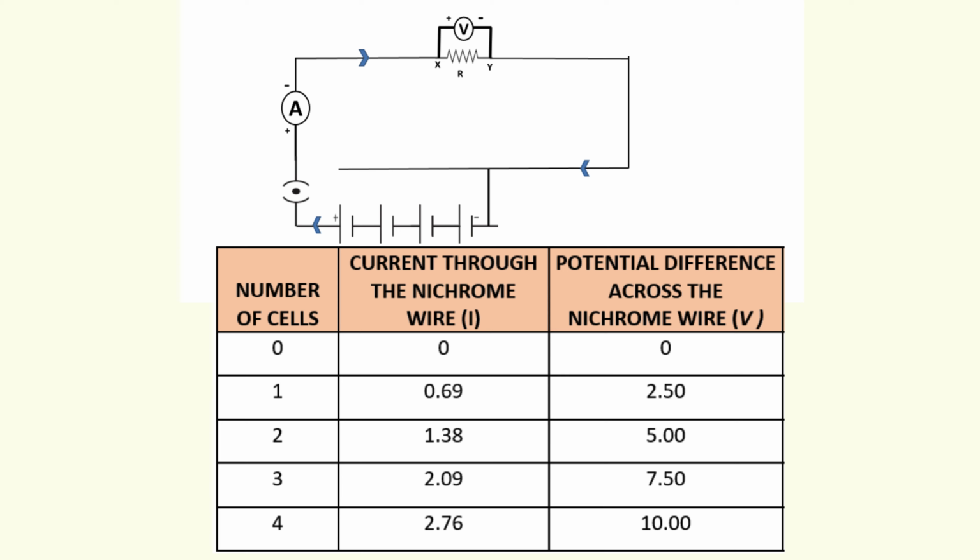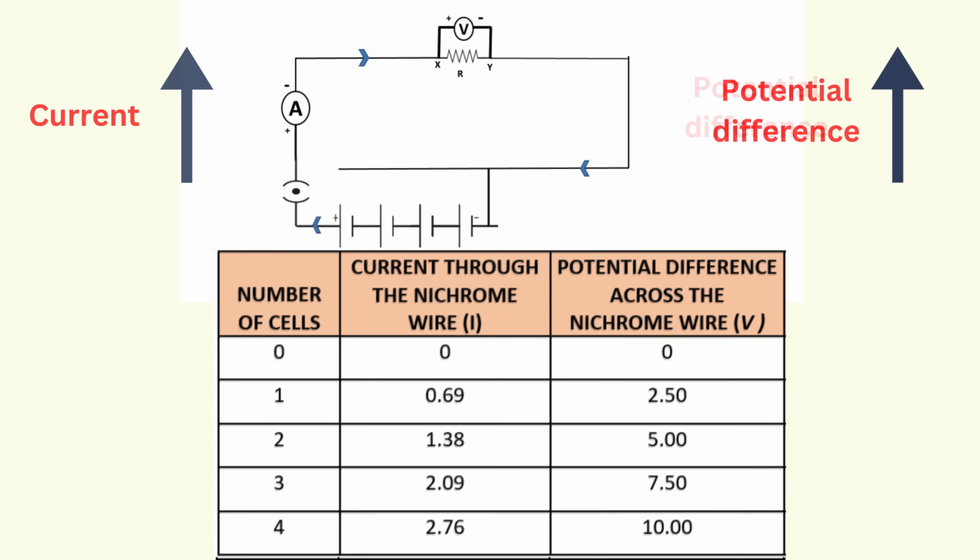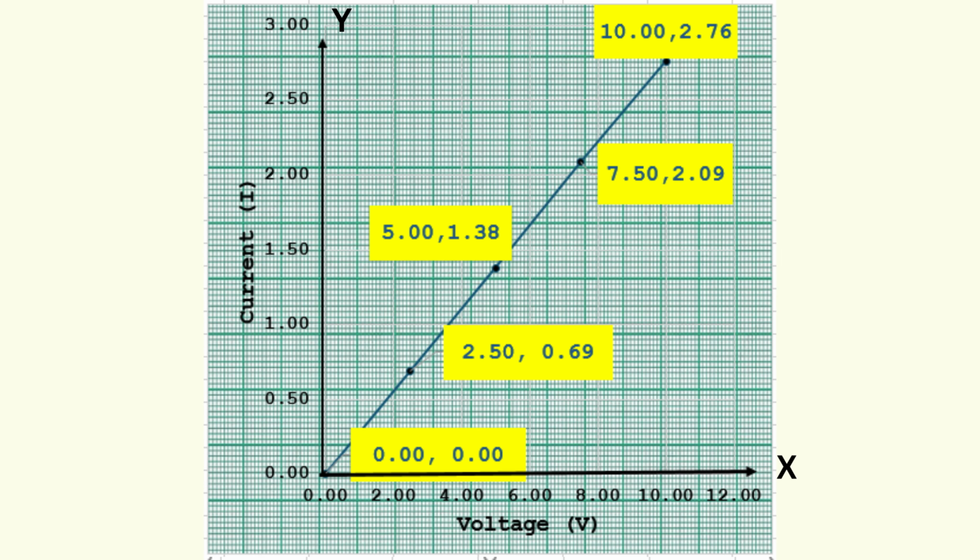So what can we conclude from the table? Yes, as the potential difference across the wire increases, the current in the wire also increases. Now let's plot a graph between the potential difference V and current I and observe the nature of the graph. While plotting a graph, remember a rule of thumb. Plot the independent variable along the x-axis while the dependent variable along the y-axis.